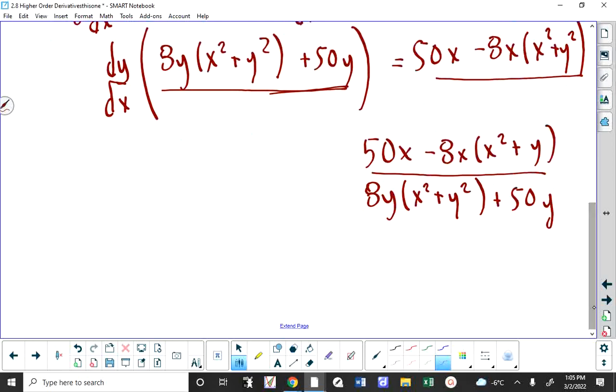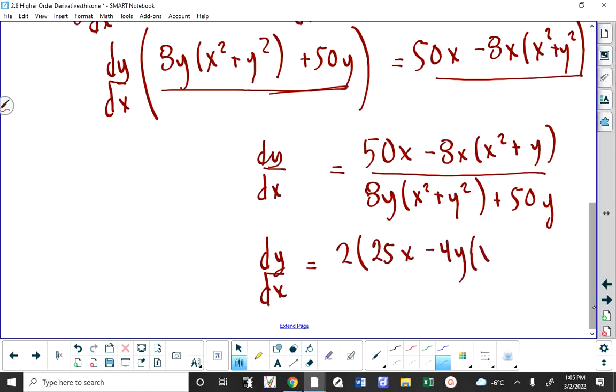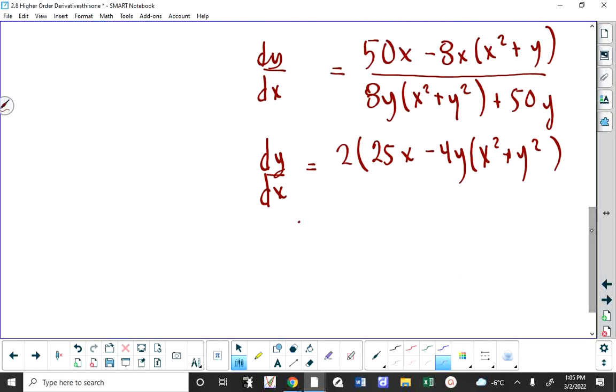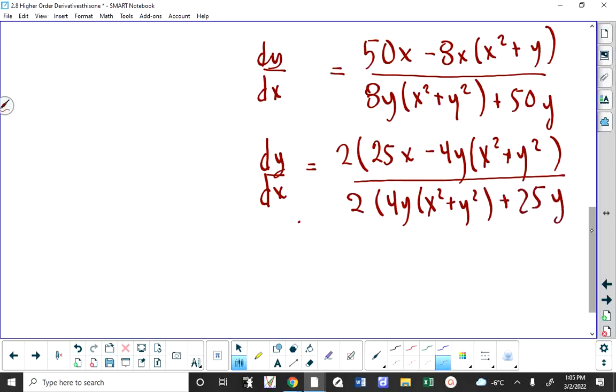So if I do that, I'm tempted to just do some canceling, but I've always told you I don't like that. So I'm going to factor out a 2 and be left with 25x minus 4y times x squared plus y squared, over, factoring out a 2 from the denominator as well, 4y times x squared plus y squared plus 25y. Looks good. If I cancel those 2's, that's my derivative. And there's really nothing else you can do here. If you're wondering about the brackets on the top and the bottom, I really ought to have another bracket ending that starting bracket. But once we cancel the 2's, you can get rid of those green brackets.